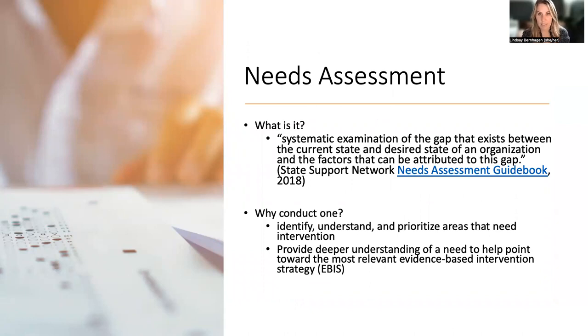Generally speaking, a needs assessment is, and I stole this definition from, attributed though, of course, the State Support Network Needs Assessment Guidebook, which is linked on one of the resource documents that you have. A needs assessment is a systematic examination of the gap that exists between the current state, so where you are now, and the desired state of an organization. Where do you want to be? Okay, so it's identifying where are we now, where would we like to be, and also understanding why does that gap exist? So not just identifying the gap, but really digging into what is the nature of that gap, right? What needs to change in order for that gap to close?